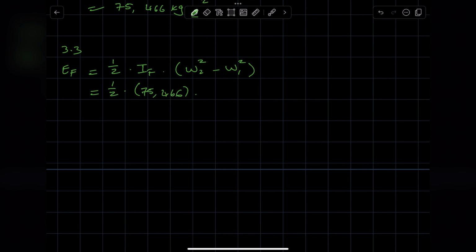Times, now you do remember that to convert the rotational frequency to angular velocity, you have this relationship: omega, which is the angular velocity, is equal to 2 pi n. Because n is in revs per minute, you would obviously have to divide by 60. So that is exactly what we must do here. So this becomes 2 pi times n2.